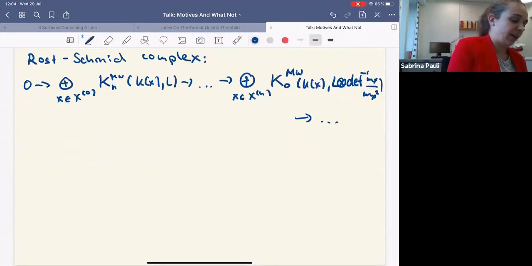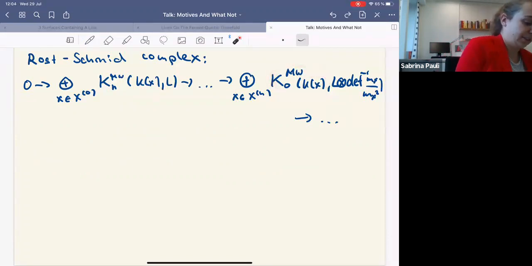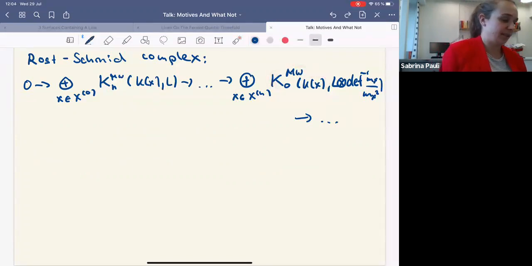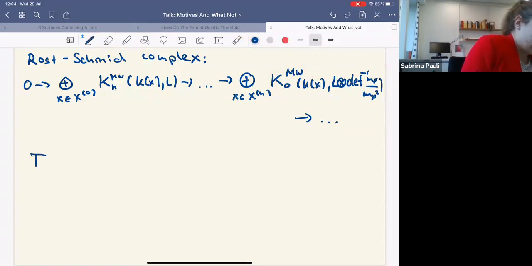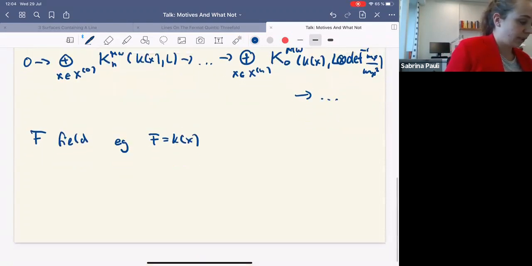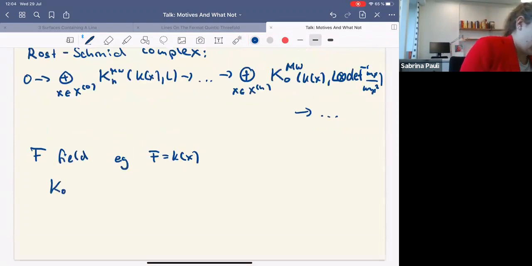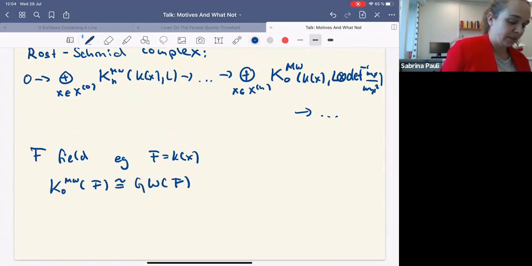I don't need to define the whole sheaf. I just need to define what K0 Milnor-Witt is evaluated at a field. And this has a quite nice, easy description. If I take F a field, you should have in mind this residue field, F equal to k of x, then K0 Milnor-Witt of F is isomorphic to the Grothendieck-Witt group of F.